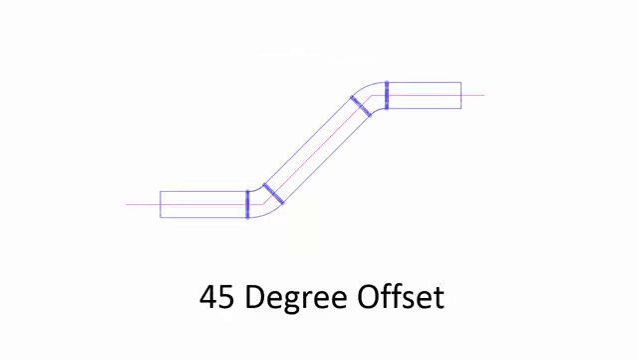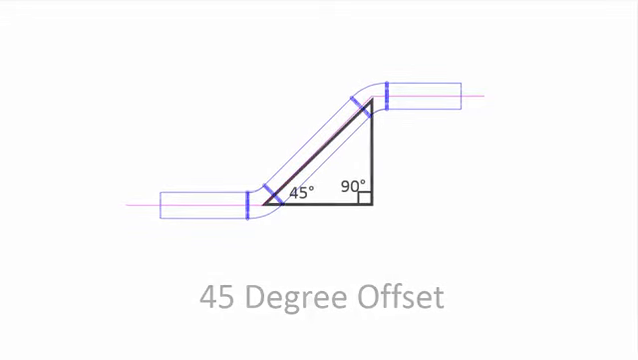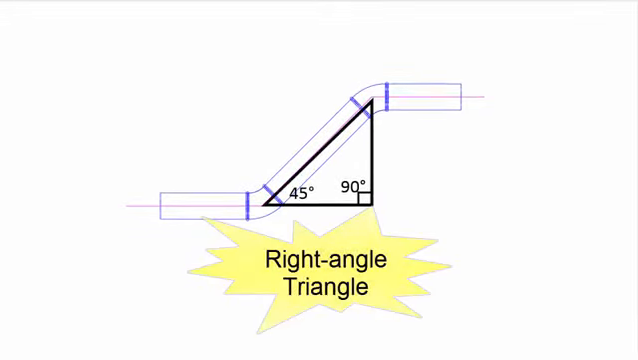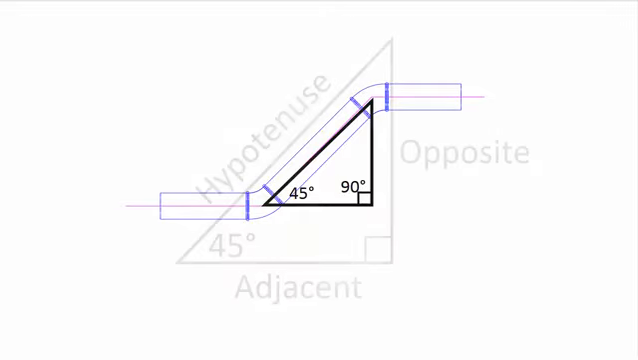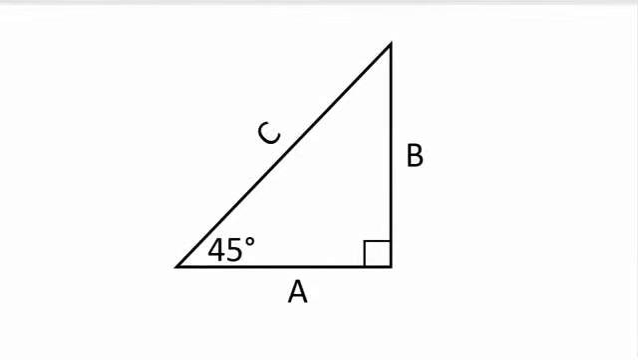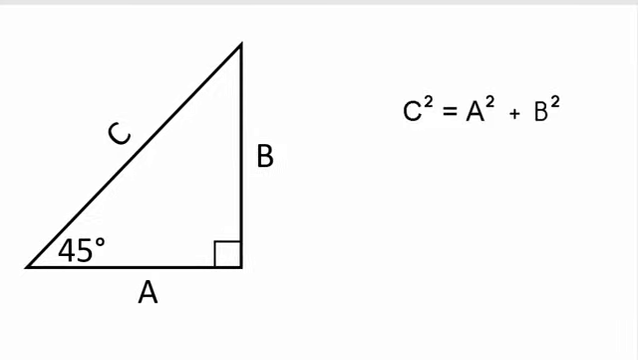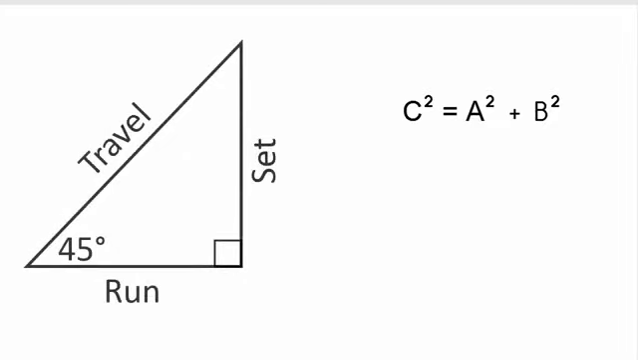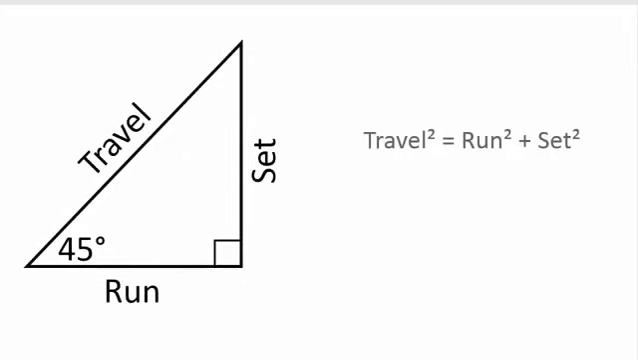Think back a few years, and unless you slept through class, you may remember learning about right-angled triangles. Back then, you probably labeled the sides as hypotenuse, adjacent, and opposite, or maybe you used the letters A, B, and C. And if you can't remember the equation for the sides, it's C squared is equal to A squared plus B squared. In piping, C is the travel, A is the run or advance, and B is the set. And the equation then becomes travel squared is equal to run squared plus set squared.